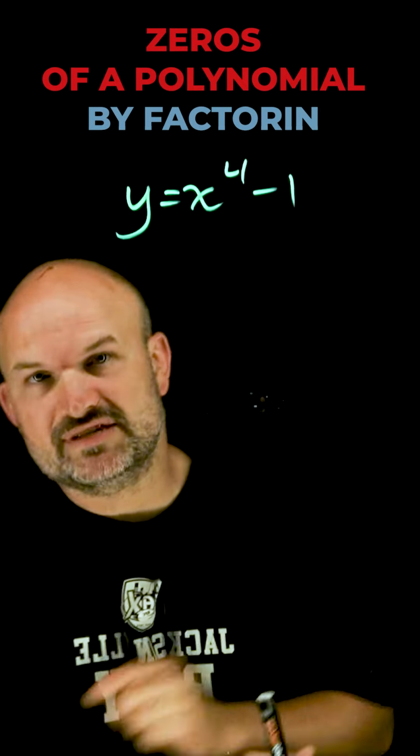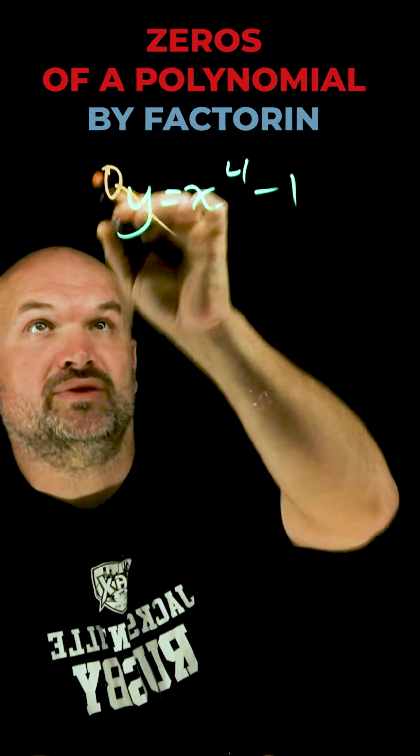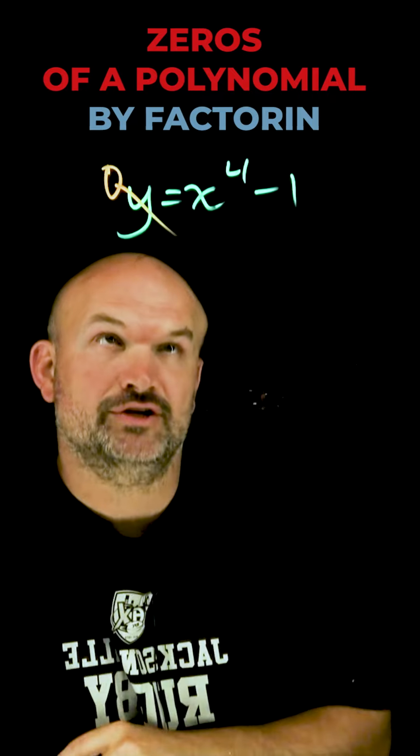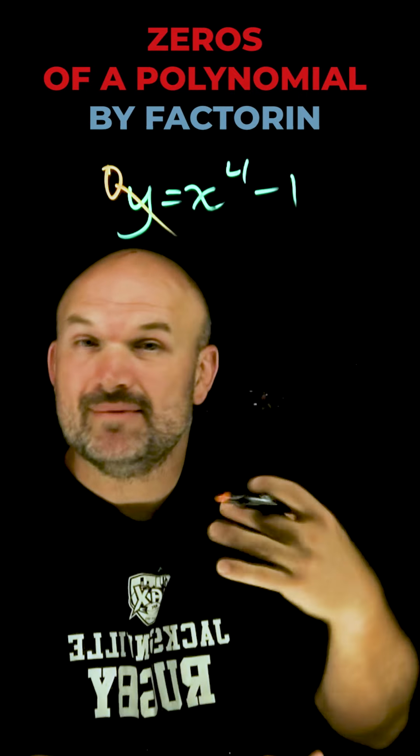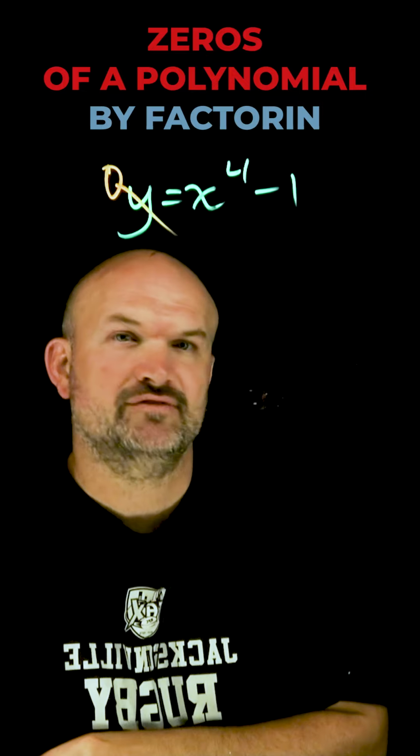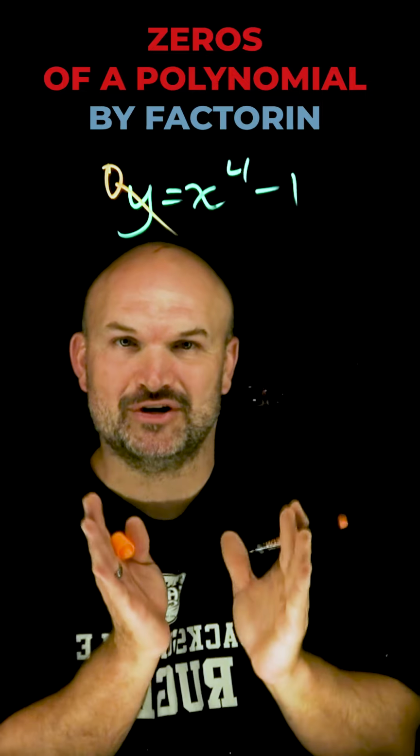Let's go and find the zeros of this polynomial function. So first thing I'm going to do is replace my y with 0. And then the next thing I want to do is understand that even though this is a term to the 4th power minus 1, what I'm actually going to want to do is apply the difference of two squares. But to do that, I've got to have two terms that are squared.